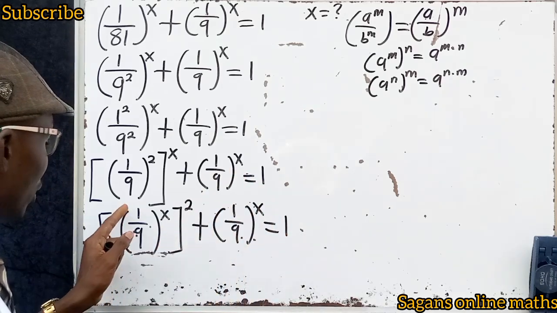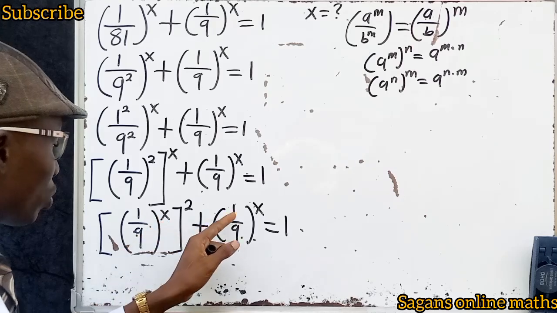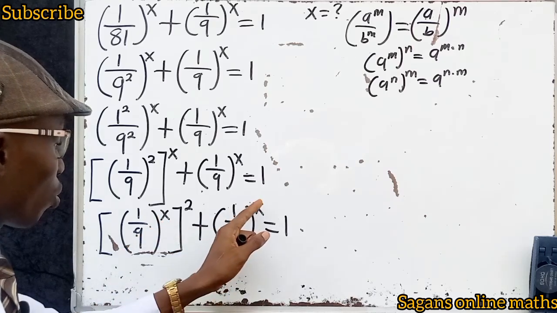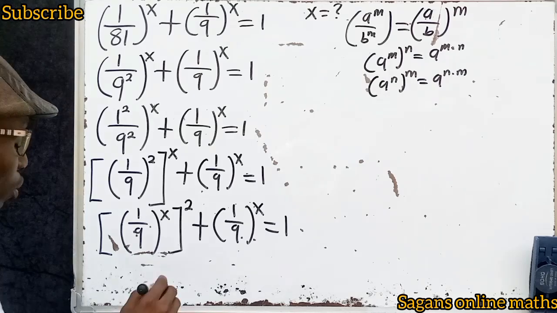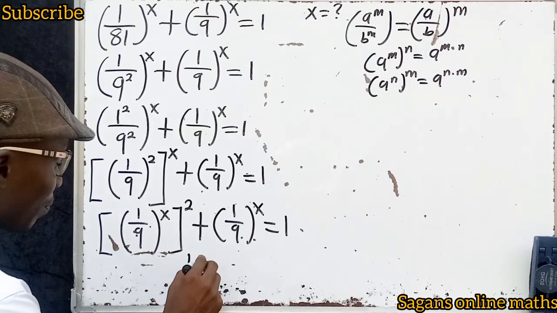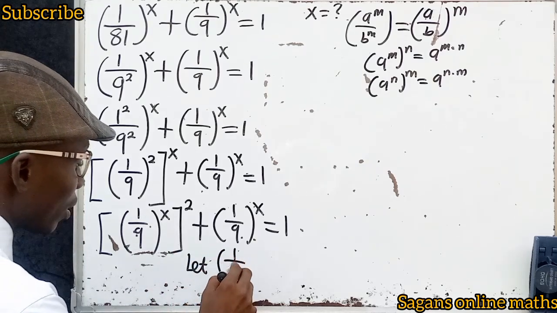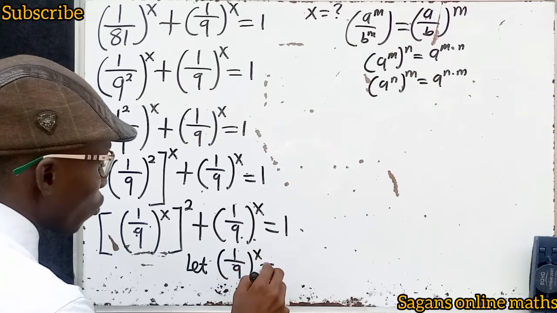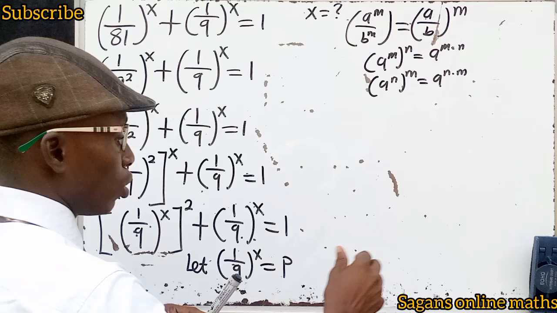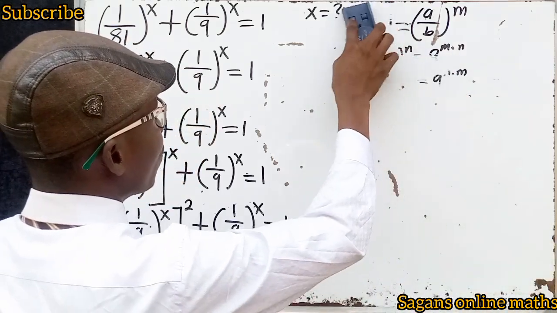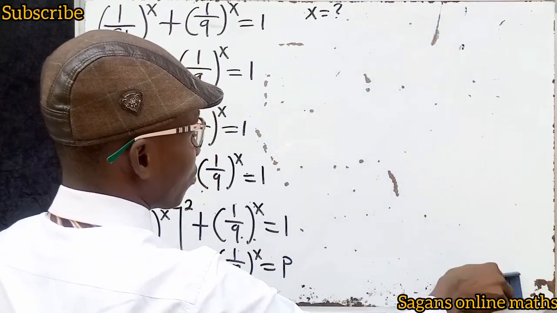You can see that this (1/9) all to the power of x is equal to this, which is (1/9) all to the power of x. They are the same. So if they are the same, we are not wrong in any way. If we let (1/9) all to the power of x equal P, because they are common. Wow. So we can remove this from here quickly.